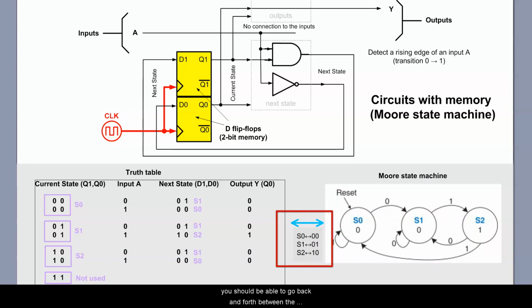And given the state encoding, you should be able to go back and forth between the state diagram and the corresponding truth table. Of course, what you've seen so far was a very simple example with just 1-bit input and 1-bit output. But the approach can be generalized for multiple bits of input and multiple bits of output. In fact, this is exactly what Mealy and Moore papers were all about.